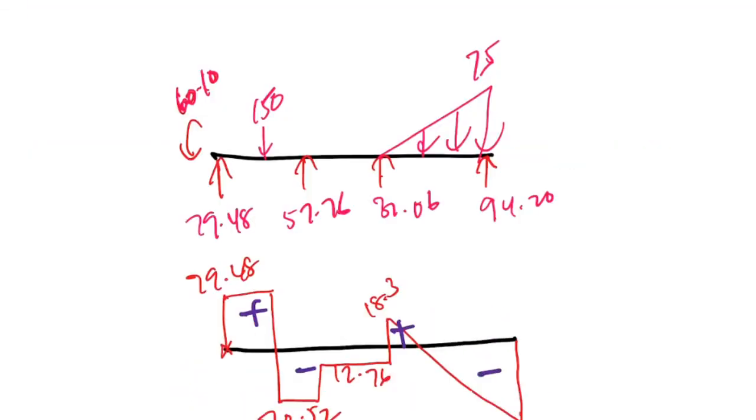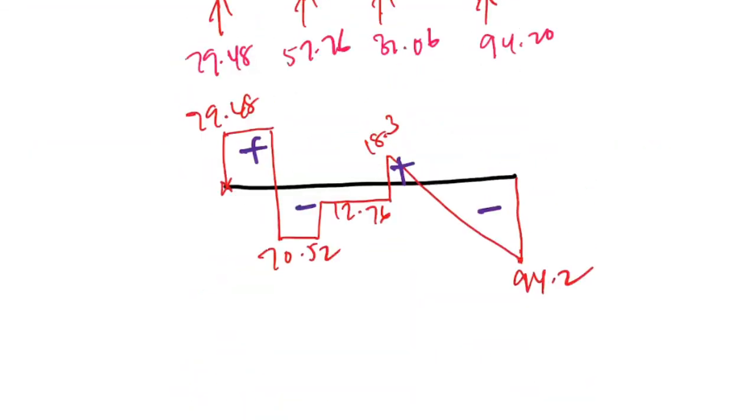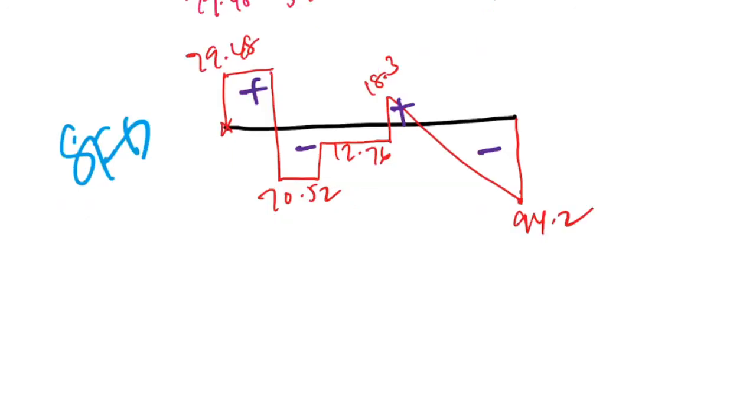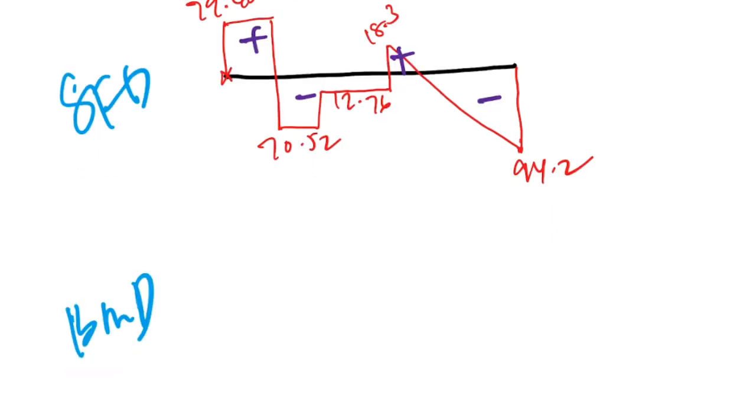Then use this. This is the shear force diagram. We will use this area. We calculate the area of this diagram in order to plot the bending moment diagram. Remember that the bending moment diagram is the area of the shear force diagram. So continue with the BMD. Remember that moment is the area of the shear force diagram.